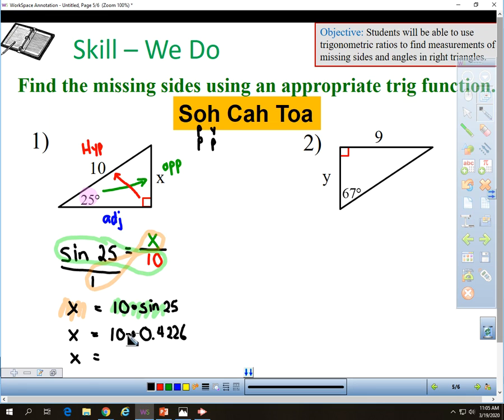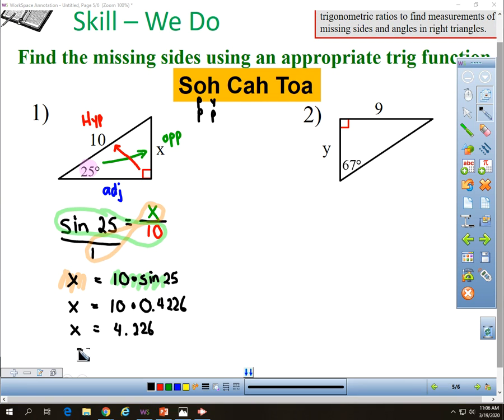Using a calculator, we will multiply 10 times 0.4226, and that will give us 4.226. Now, we usually round to the nearest tenth, which gives us 4.2 as the value of x. So 4.2 as the value.